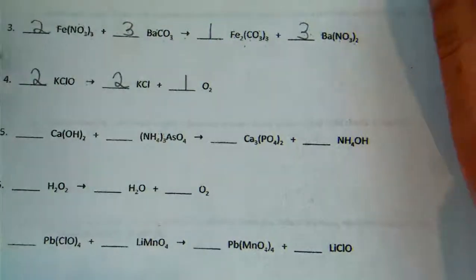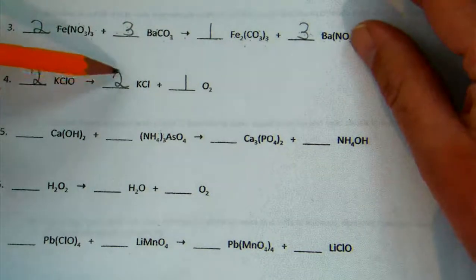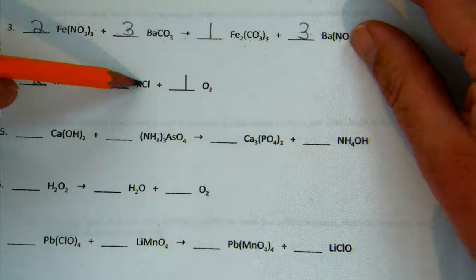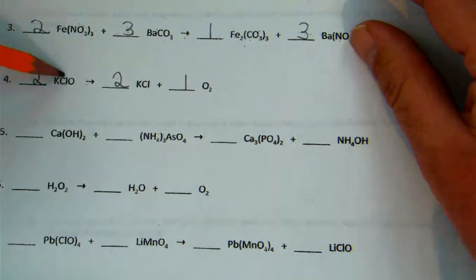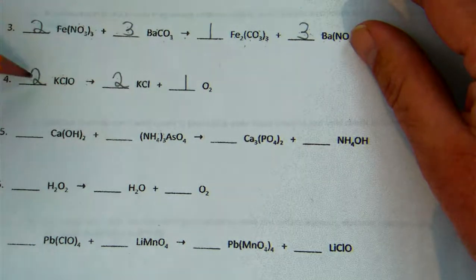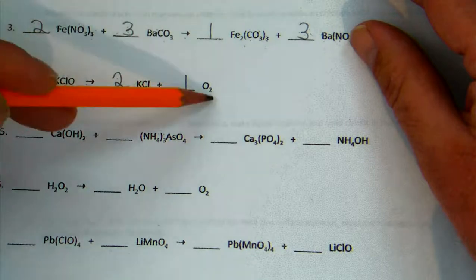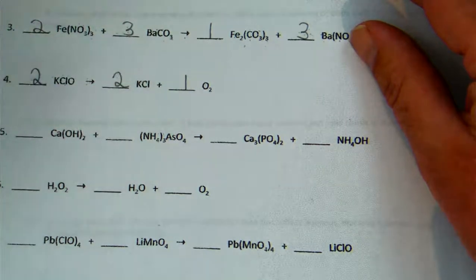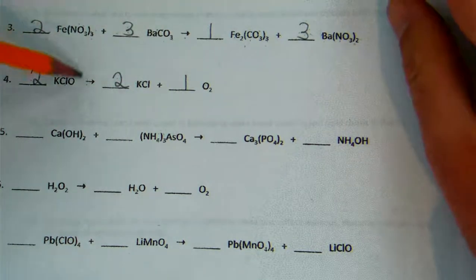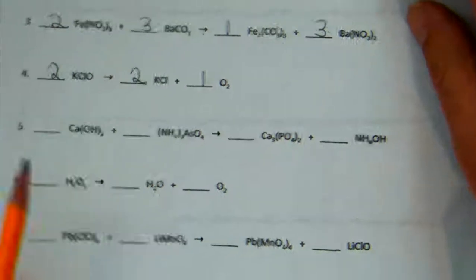So my guess is 2 potassiums go to 2 potassiums. 2 chlorides go to 2 chlorides. And 2 oxygens go to 2 oxygens. This is balanced with coefficients 2, yields 2, 1. Number 5.